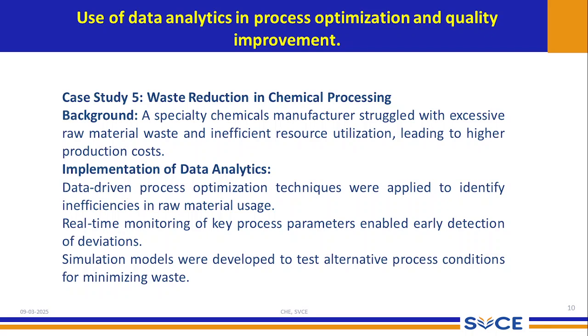All this needs to be thought through in a broader way: how to overcome these difficulties and reduce waste. We can make use of machine learning models. For implementation, data-driven process optimization techniques were applied to identify inefficiencies in raw material usage, and real-time monitoring of key process parameters enabled early detection of deviations. These are proactive measures. Simulation models were developed to test alternative process conditions for minimizing waste.